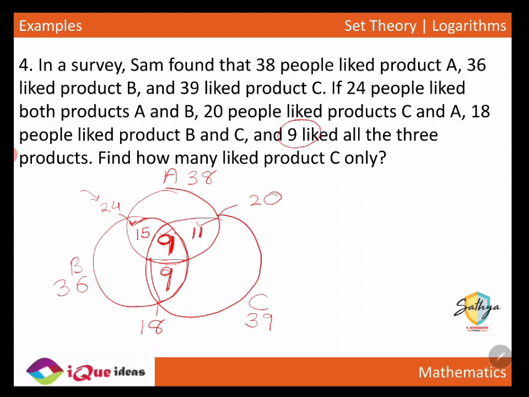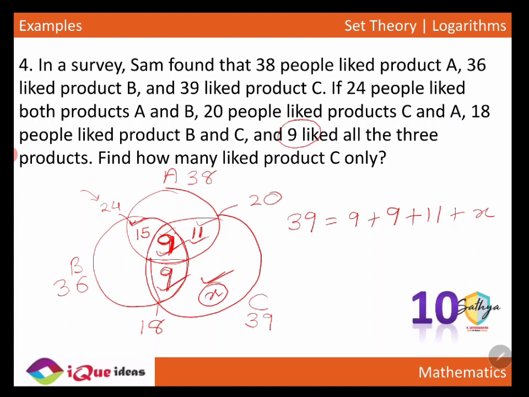Now we need to find out how many like product C only. That is this particular area. So the circle C, which includes 39, is 9, that is all three, plus 9, which is B and C exclusively, plus 11, which is A and C exclusively, plus let us say X, which is only C. So if we include all this, then we will find that the value for X is equal to 10. So 10 people are such who love only product C.